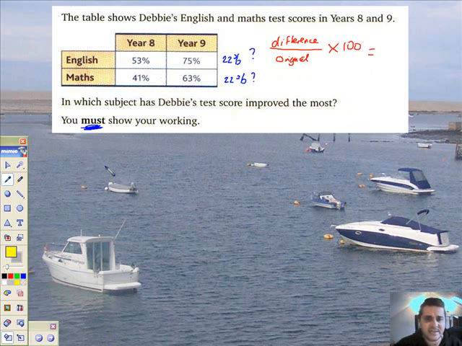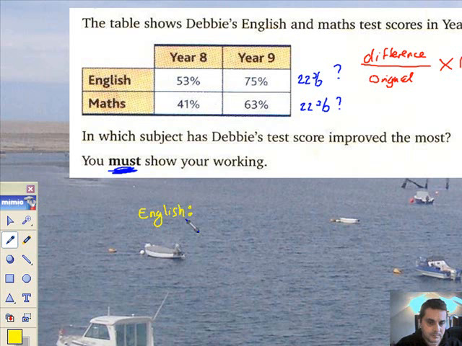So then, let's just test out English. What's the difference? Well, I've just worked out the difference is 22, didn't I? So it's going to be 22 over the original 53. That's a fraction. Multiplied by 100, and we're going to find the percentage increase in her English result. So 22 over 53 times a ton. Right, I've got here 41.5%.